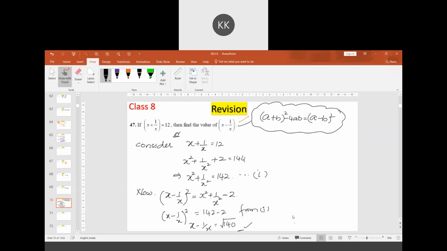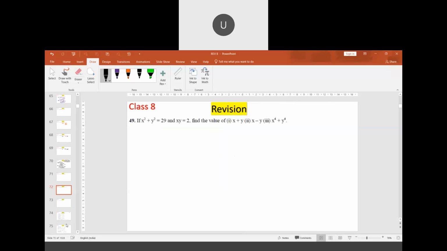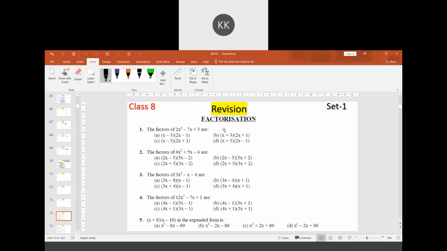Shall I end the session? Sir, there are 3 questions left. Time is up. We'll do it tomorrow only. Try questions 48, 49, and 50. After this, I have taken the factorization chapter. There are plenty of questions on factorization that we will do. Any doubt? No, sir.